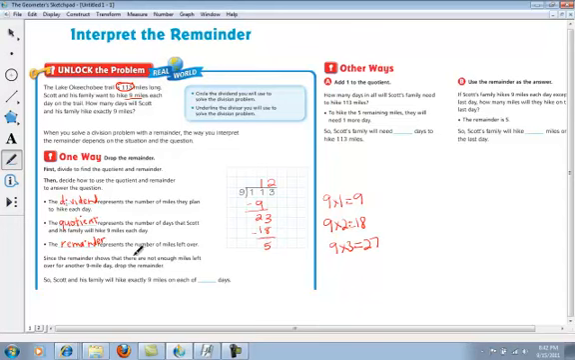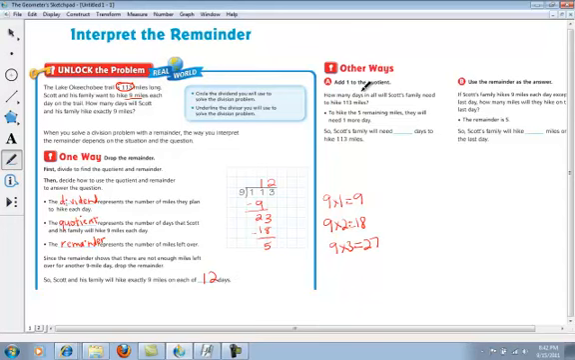Since the remainder shows that there are not enough miles left over for another 9-mile day, we just drop the remainder. So Scott and his family will hike exactly 9 miles on each of 12 days. We don't need to include the remainder because that doesn't answer our question.